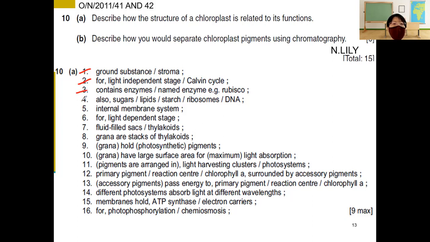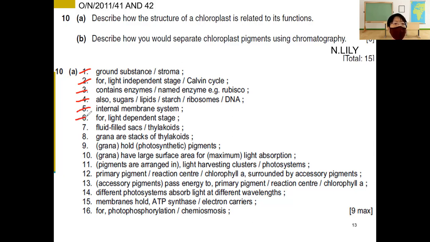Okay. It also will contain, so the stroma also will contain sugar, lipids or starch, ribosomes or DNA. So why are they important? Because ribosome and DNA carries the gene that code for the enzyme. Ribosomes are needed to synthesize those enzymes, right? Whereas sugars, lipids, and starch are actually the products of photosynthesis, right? So they are all found in the stroma. Then the structure is internal membrane system, right? Which is the thylakoid membrane.